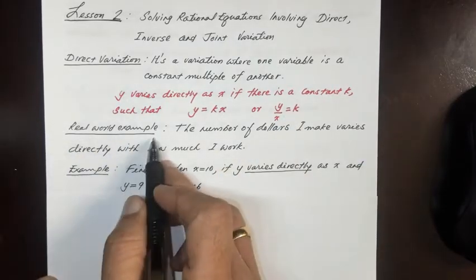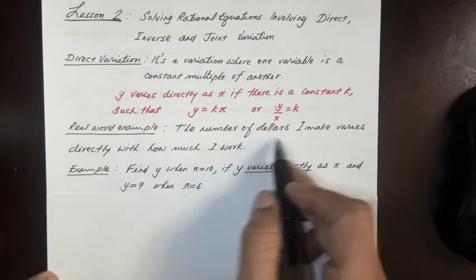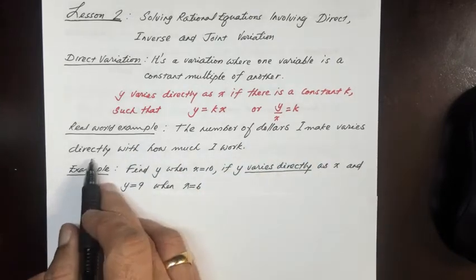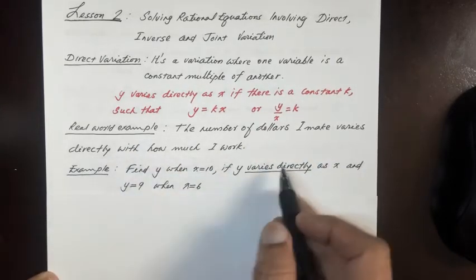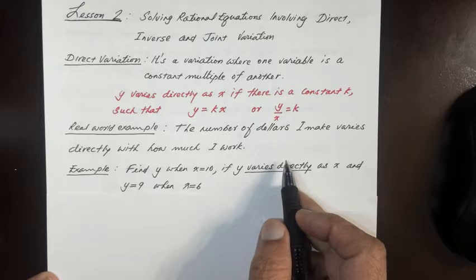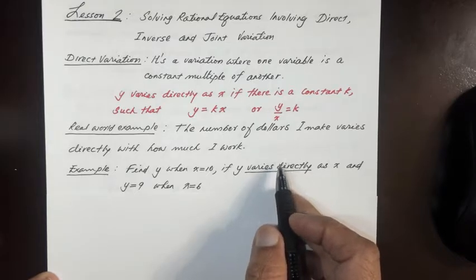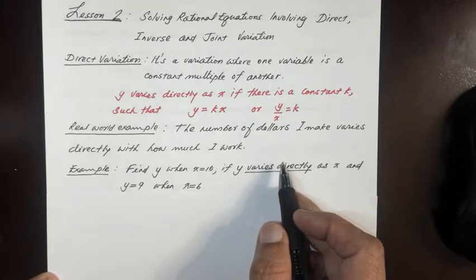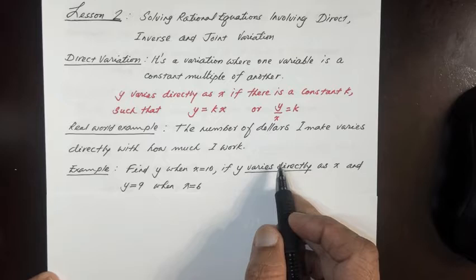A real world example. The number of dollars I make varies directly with how much I work. That means the more hours I work, I will make more money. That is a direct variation.